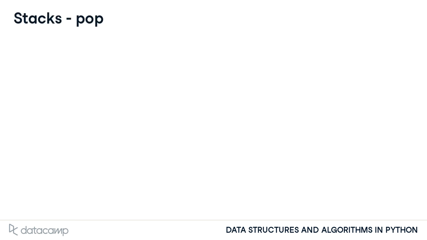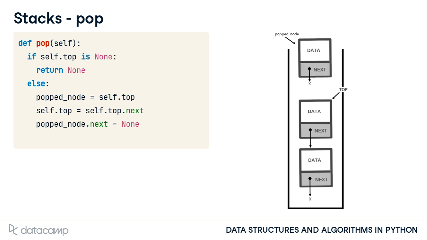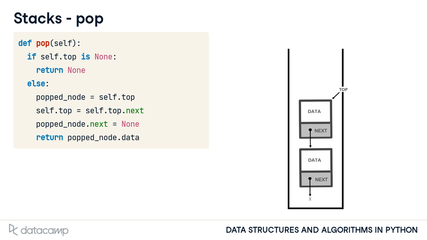To pop an element from the stack, we can implement the following method, which will also return the value of the deleted item. If the stack is empty, we will return None because there is no data. If the stack has elements, the popped node will be the top node. The new top node will be the next node of the top node, and the popped node will point to None. Finally, we will return the data of the popped node.